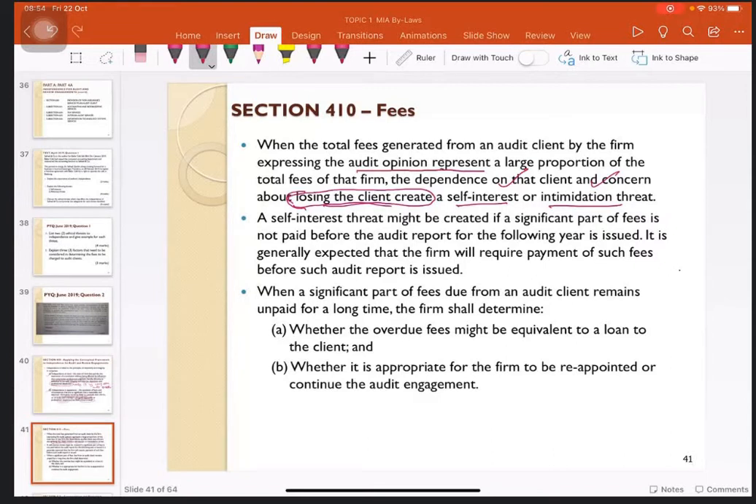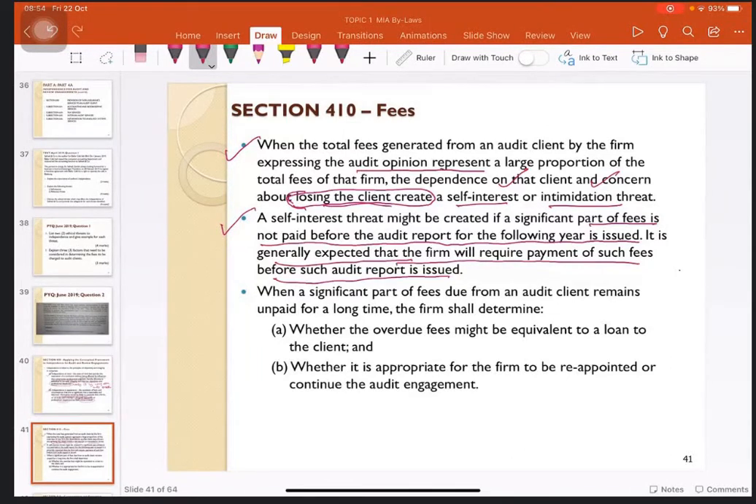A self-interest threat might be created if a significant part of the fees is not paid. Okay, if the client does not pay the fees before the audit report for the following year is issued, it is generally expected, okay, basically we expect that the client should pay the audit fees before we issue the audit report. Okay, this one we have discussed with you all before, right? Can you read it, class, can you understand the first and second point?